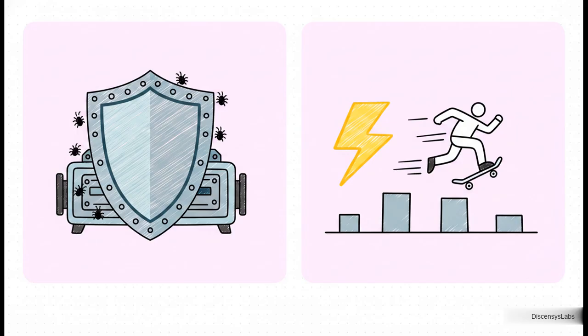Or do you prioritize high-speed, flexible development with dynamic typing? That means accepting the risk that a fatal error might only show its face when the code is actually running live. It's a huge trade-off.